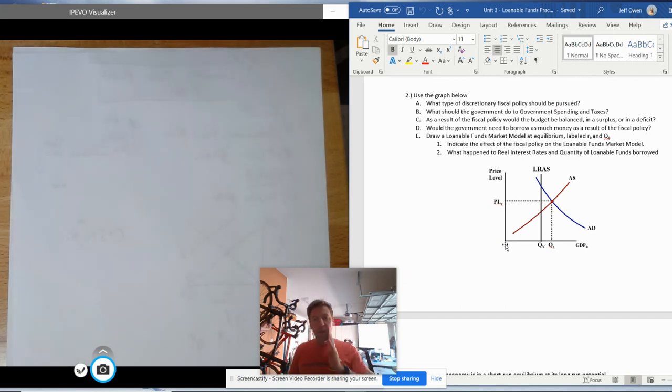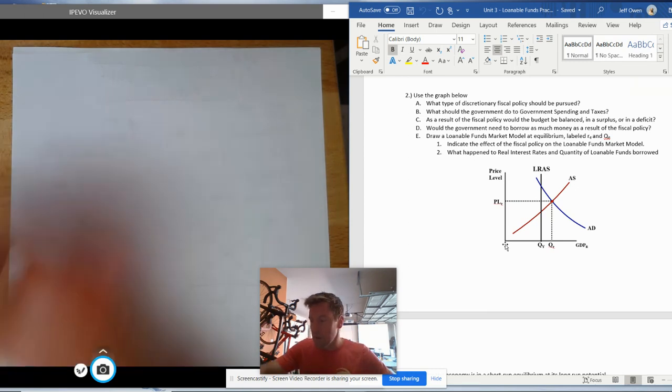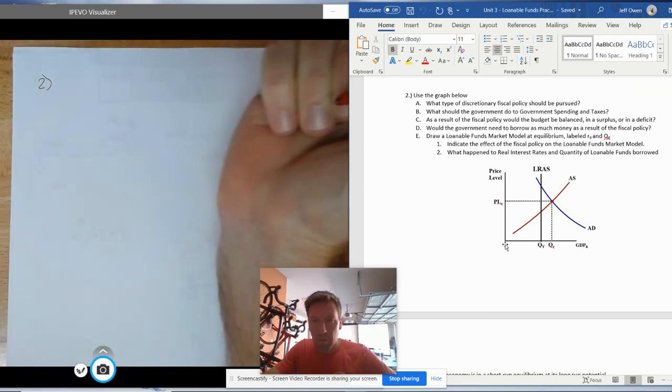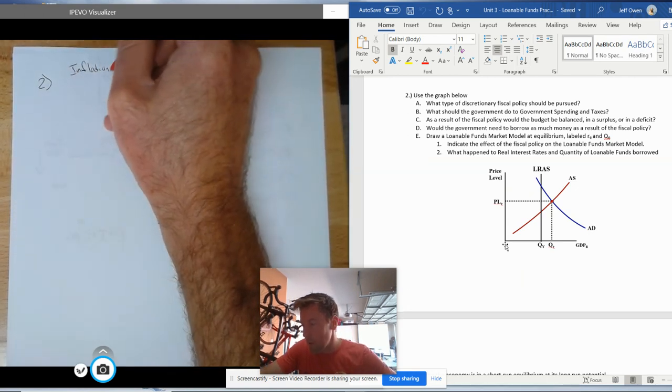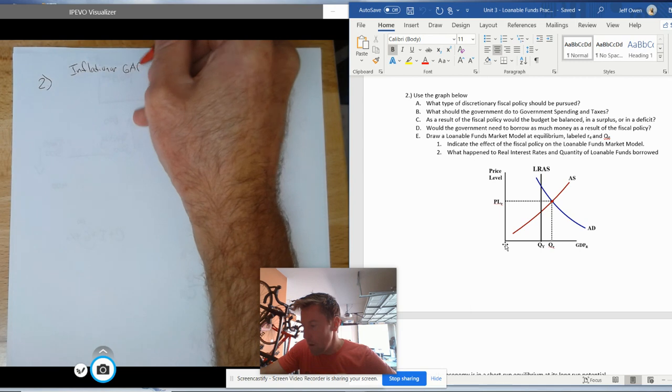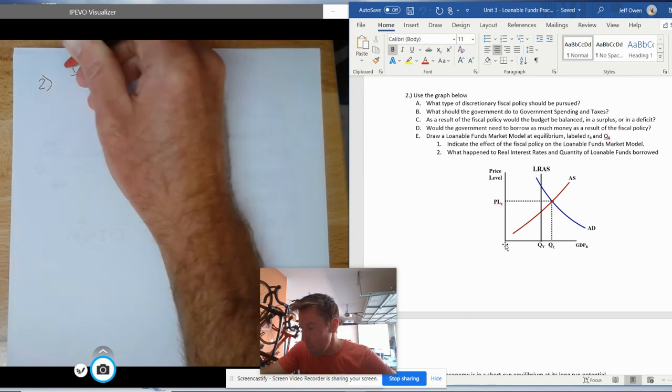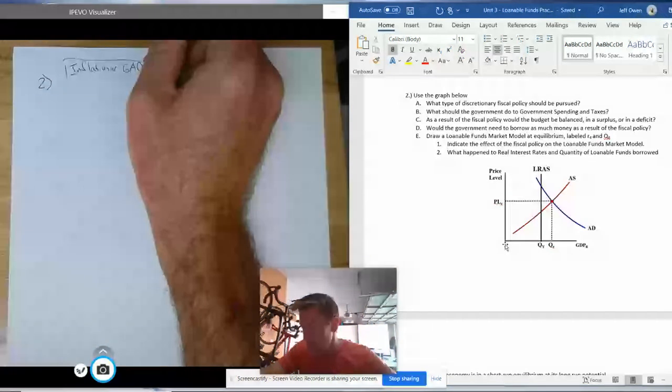All righty. So here, what are we looking at? We are looking at a situation where our QE is greater than our QY. The output that we're producing in our economy is greater than our full potential output. So we know with this one, we are in an inflationary gap. Inflationary gap. Throw a little box on that. I like to tuck that in there for memory's sake.